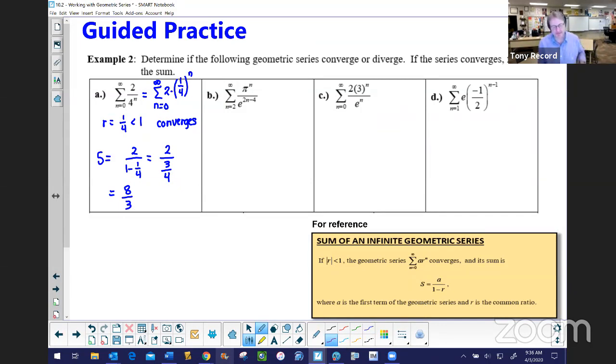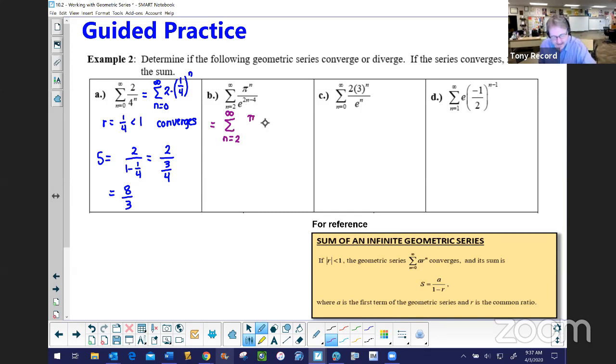Really like part B. Part B's got a lot of crazy things going on with the pi and the e. Once again, I think you're going to want to simplify this just a little bit. It doesn't quite have that form that we want. So what we'll do is we'll rewrite. Notice how this series starts with a lower index of 2. Right? There's a reason for that.